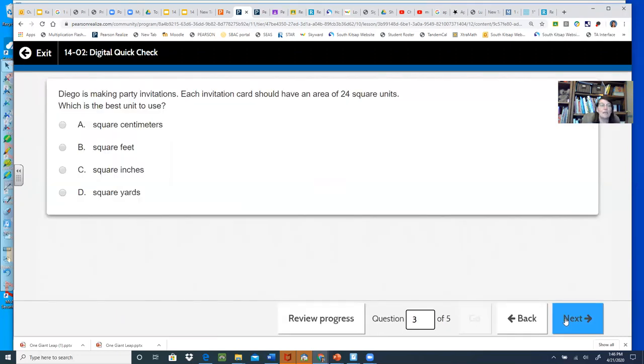Number 3, Diego is making party invitations. Each invitation card should have an area of 24 square units. Which is the best unit to use? So you think back to the video. If he's making an invitation card, and the card's not going to be super big. Ooh, here we go. Let's see what this is. So here we have something in a card. It's not huge. You can see it next to my head. Do you think this is in square centimeters, square feet, square inches, or square yards?